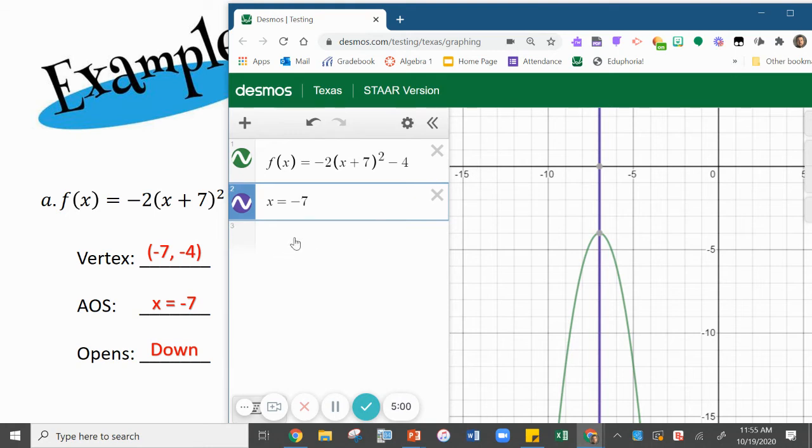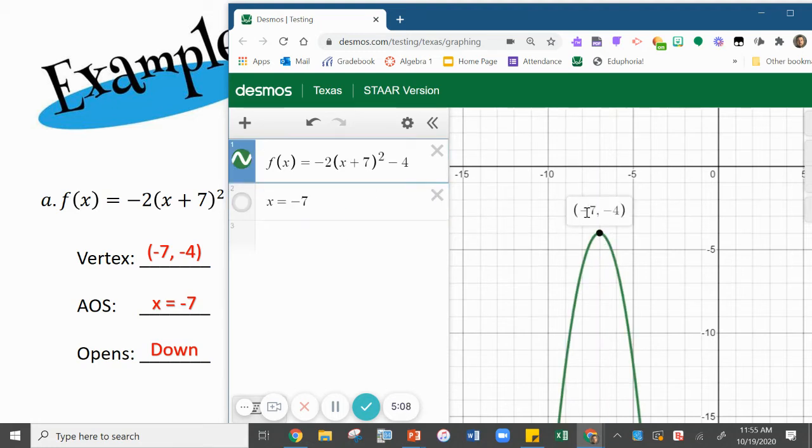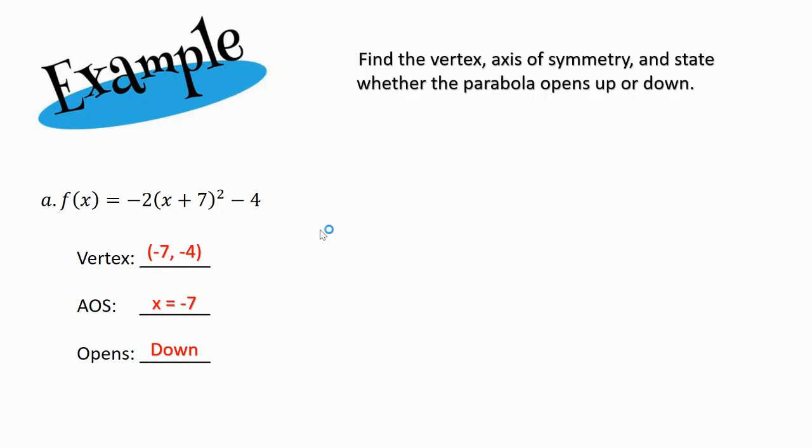And then the axis of symmetry, I know is going to be x equals the x value of that vertex. And so I went in and typed in x equals negative 7. When I did that, I can draw that line and show that axis of symmetry, splitting that parabola in half. And then obviously you can see now it opens downward. And so you see that it works.